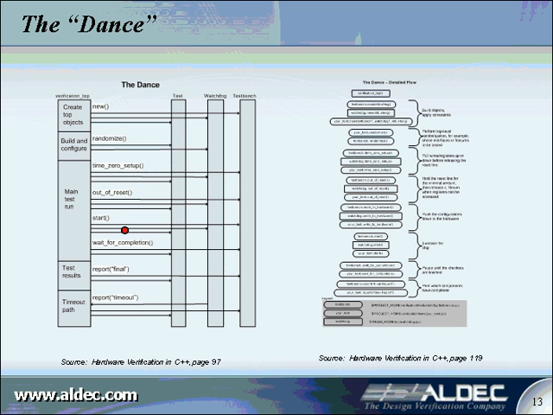Then the simple little 5-letter thing, start, is actually where all the fun stuff happens. That's where the tests run, the threads run, things happen. And then they all spawn their threads. And then the verification top immediately goes back to wait for completion. And it just waits for the test and the test bench to say, yeah, we're done. And then after they politely say they're done, it calls report.